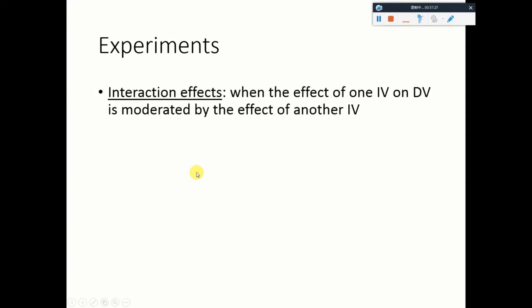Okay, so after we learn what a main effect is, now we can consider what an interaction effect is. Interaction effect describes the joint effect of two factors or more than two factors in one experiment. Interaction effects are defined as, or will occur when the effect of one factor or one IV on the dependent variable is moderated by the effect of another independent variable.